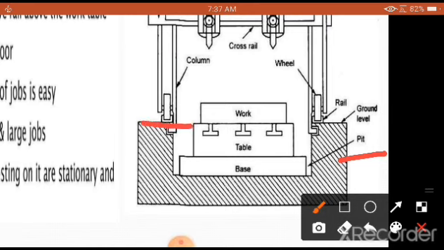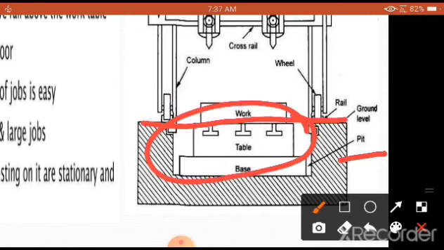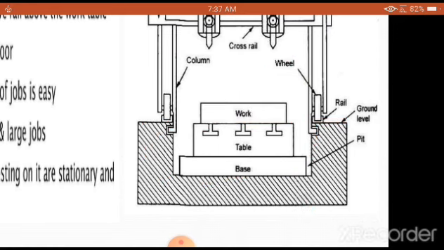So in this, till this surface, the hollow portion is created below the ground, and the workpiece, the table which you see, is to the level of the ground itself.